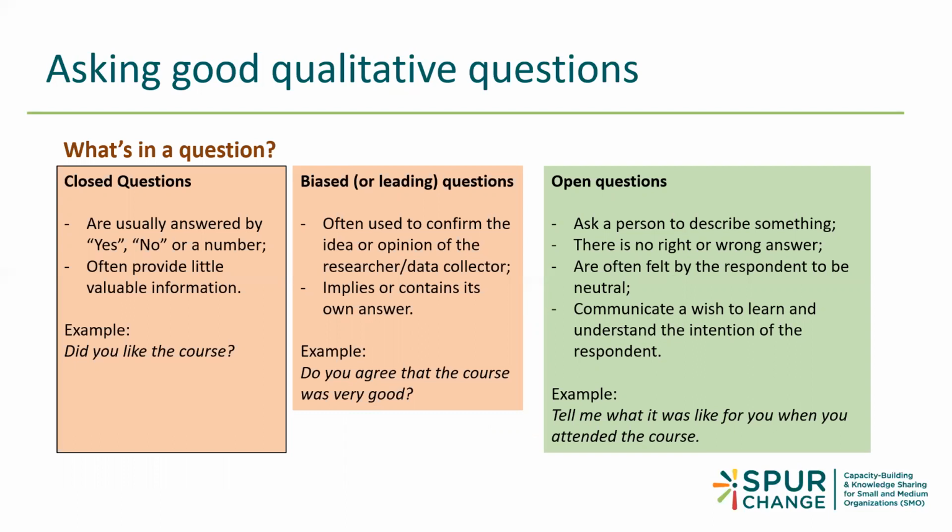Closed questions are usually answered with a yes or a no or a number answer. An example of a closed question could be, did you like the chorus? Biased questions are often used to confirm the idea or opinion of the data collector. They often imply their own answer. An example of a biased or leading question is, do you agree that the chorus was very good?